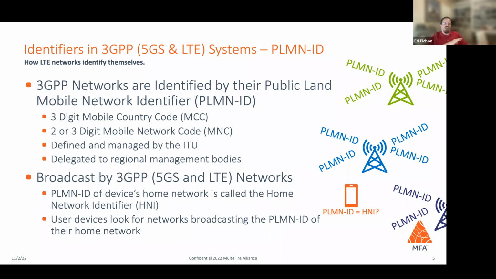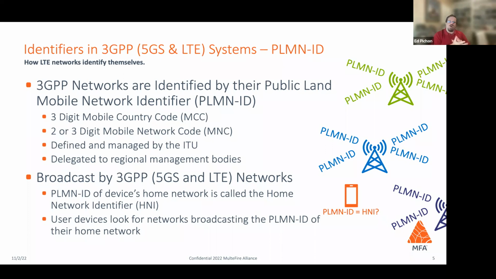And this system was defined and is managed by the ITU, the International Telecommunications Union, but they have delegated a lot of the day-to-day activities to various regional management bodies. So different country codes are essentially managed by different organizations. So for example, the US, which has 3, I think, different country codes, it's all managed by a company called iConnectiv, iFast, and they're the ones delegated to manage these PLMN IDs.